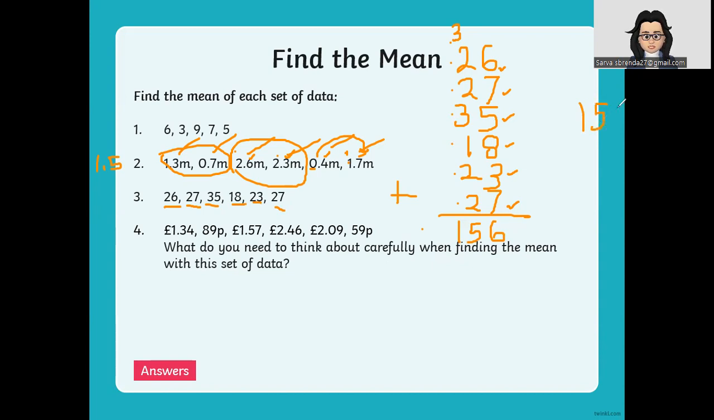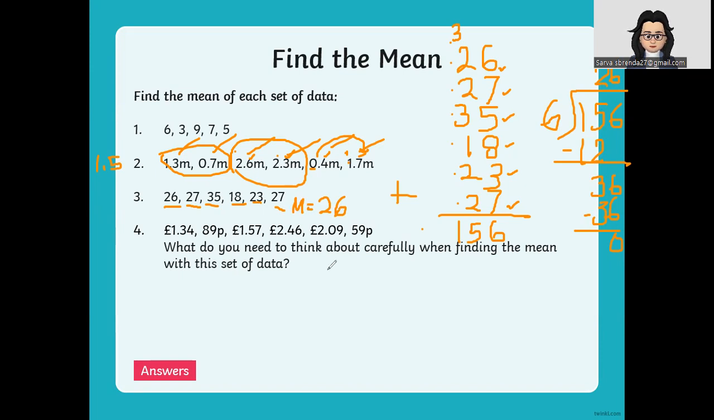So 156 now, divide by 6 again, because there are 6 sets of values here. So 2 goes here, and you have a 12, minus 3 remainder, 6, bring down the 6, 36 divided by 6, exactly 6. So then put your 36, no remainder. Your answer is 26. The mean is 26.